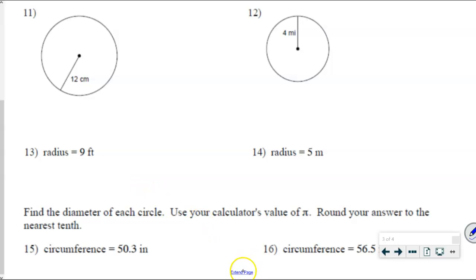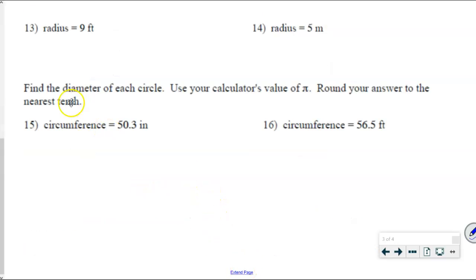For the next set of problems, we're going to see something similar to what we just saw. Find the diameter of each circle. Use your calculator's value of pi, round your answer to the nearest tenth. This time, I'm giving you the circumference. So if I give you the circumference, you need to be able to work backwards to find that diameter. We know that a diameter multiplied by pi is going to be the circumference. So if I want the diameter, you simply, in one single step, just need to divide by pi.